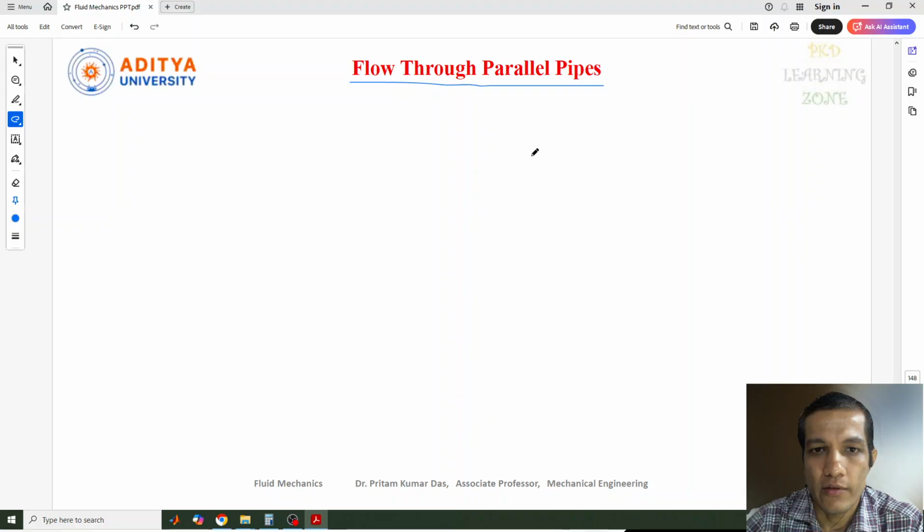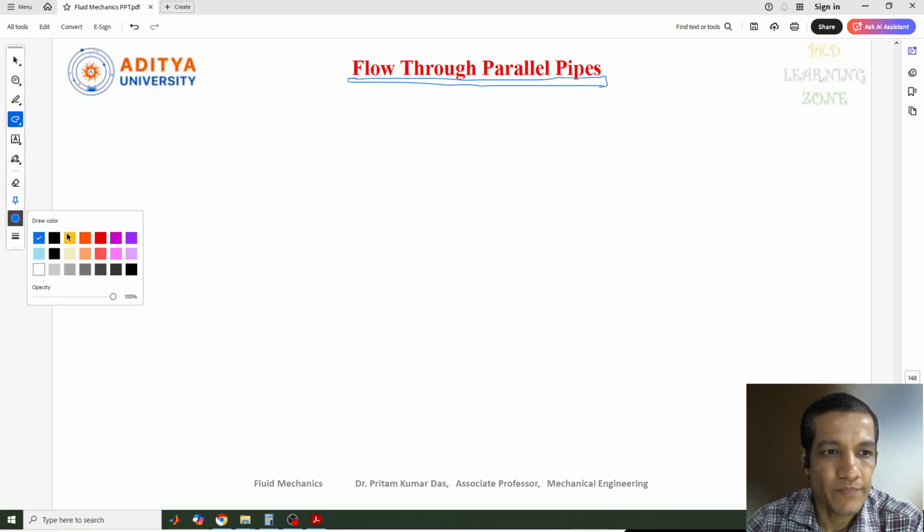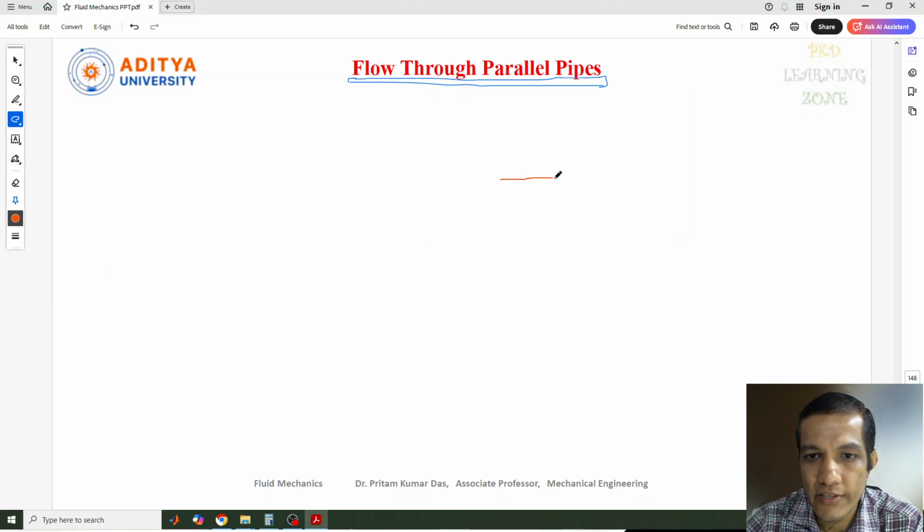To draw these parallel pipes, first we need to draw a main pipe, which is then divided into branches of pipes. Those branches of pipe are called parallel pipes. Let me draw a diagram for this. Suppose this is the pipe, and it is divided into two branches, and then joined together again in the downstream region like this.